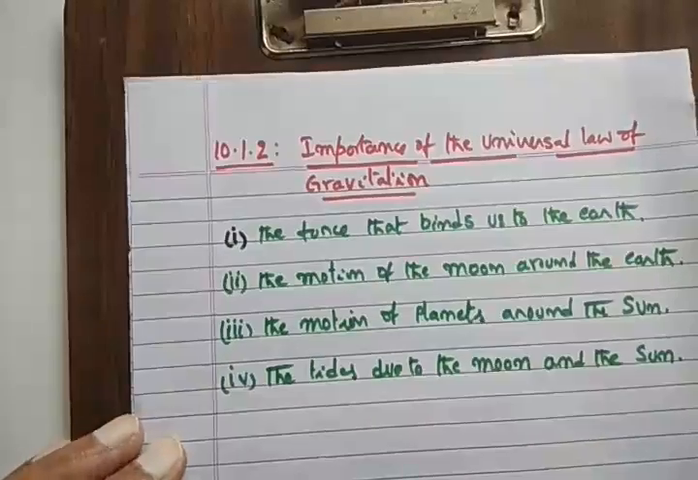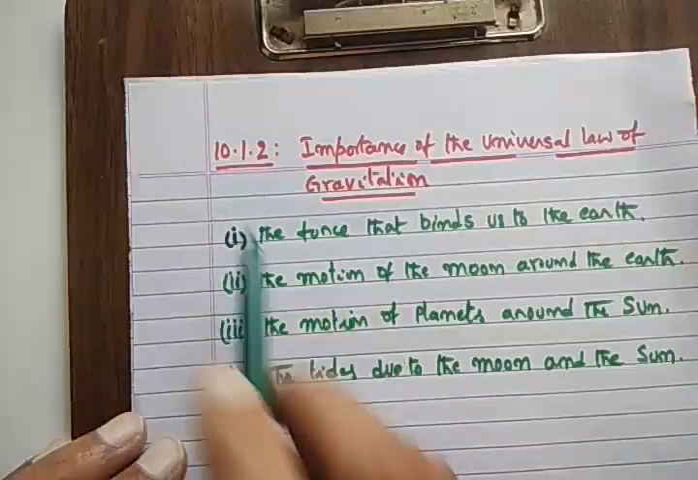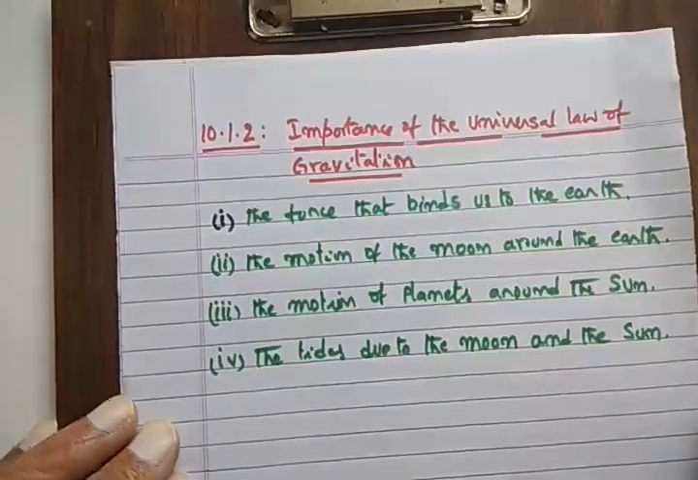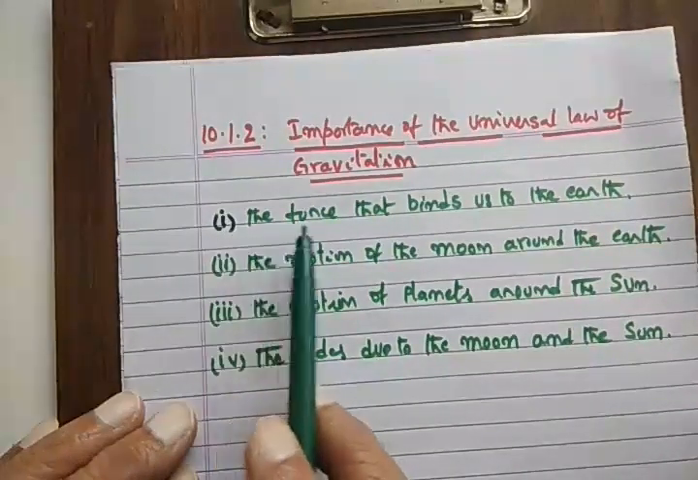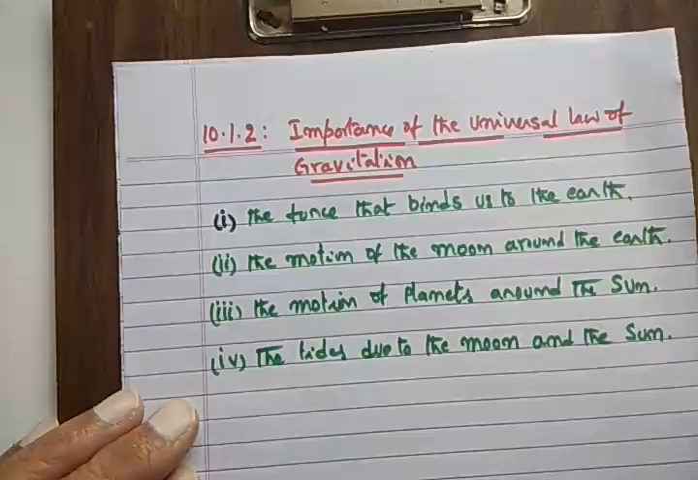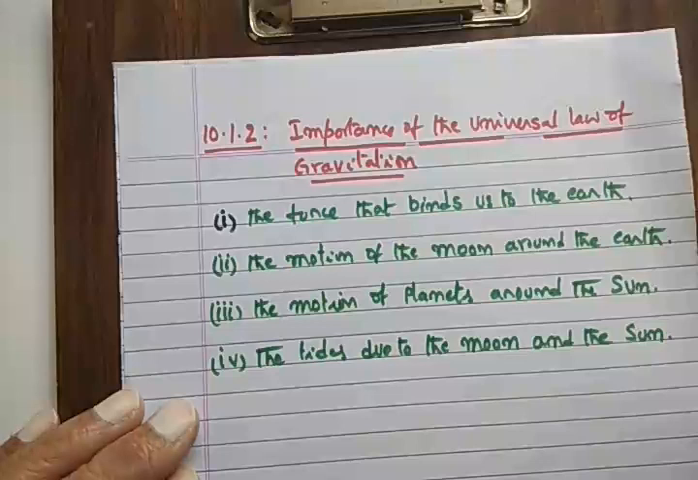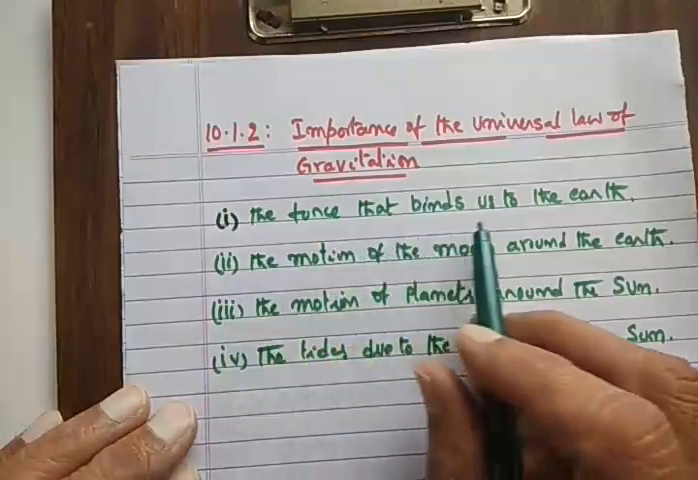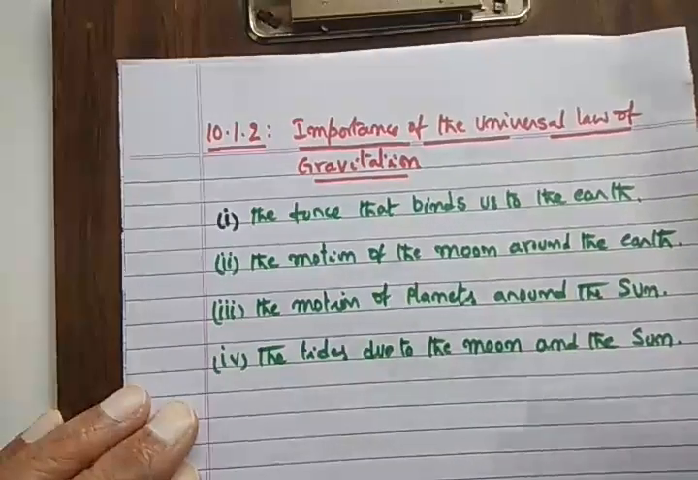We will also go through section 10.1.2, the importance of the universal law of gravitation. Four points are given. We will quickly see these points. First one is the force that binds us to the earth. This universal law of gravitation is applicable for all sizes. For example, my weight may be around 80 kgs, but the earth is very huge, still earth is attracting me. Not only me, everybody, everything on the earth. So the force that binds us to the earth is because of gravitation.